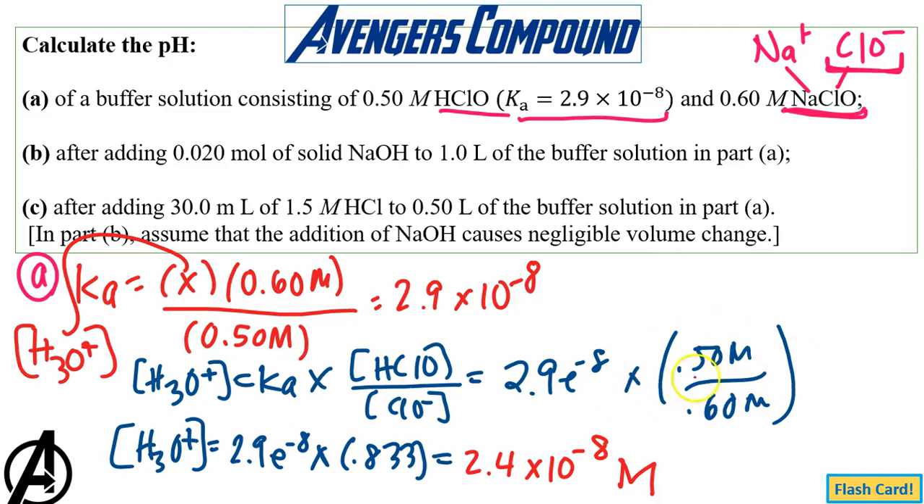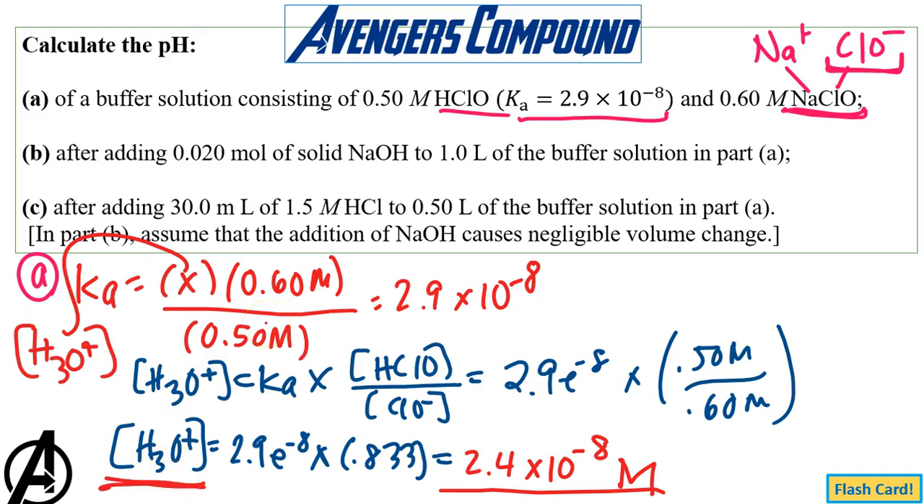by my HClO amount, which is 0.50, divided by my ClO minus amount, which is 0.60 molar, okay? And then that means my H3O plus concentration is going to equal 2.9 times 10 to the negative 8 multiplied by 0.833. And this is equal to 2.4 times 10 to the negative 8 molar. That is the H3O plus concentration.